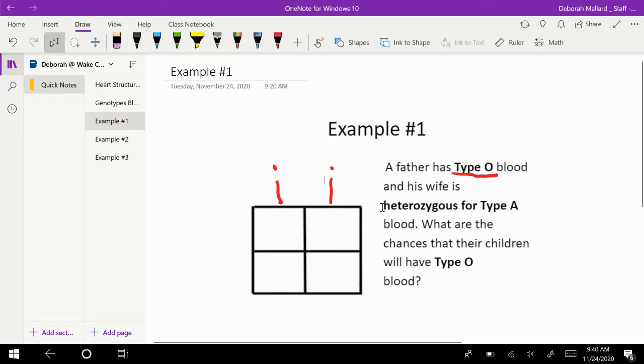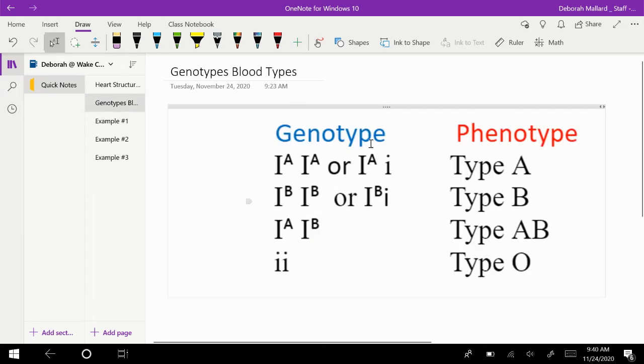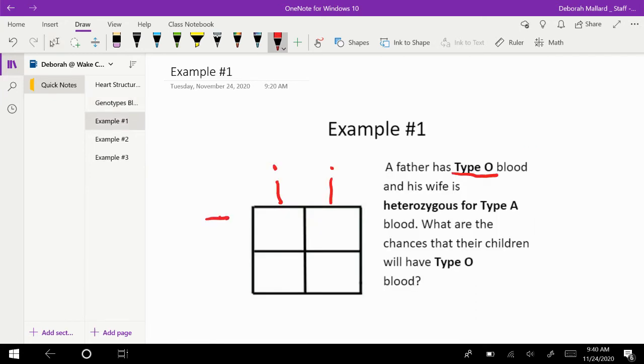The wife is heterozygous for type A. What does that mean again? I'm going to look back at my chart. She's type A, and she's heterozygous, which means we have 2 different alleles. So the wife is going to be IA lowercase i. I'm going to put that over here.